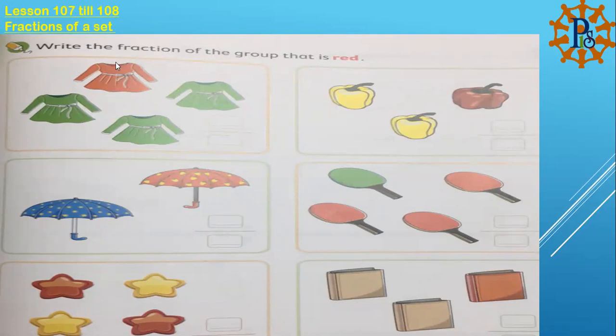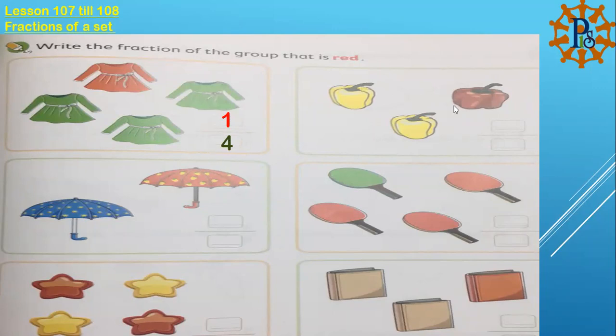I want to write the fraction of the red ones here. How many red? I will write it at the top. I have only one red. And I want to count all of the group. Here I have four, so I will write four down in the denominator. So in the numerator I'll write one, because I have only one red. And I count all of the group. I found all of the group is four. So we have four down in the denominator. So it's read as 1/4.